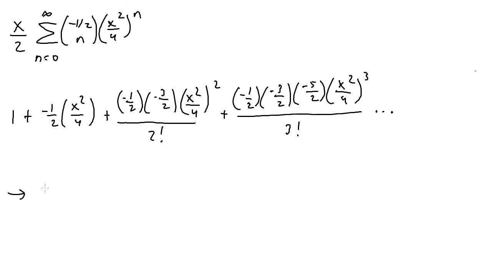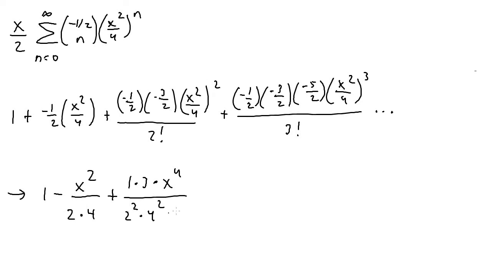So if I were to simplify here, we get 1 plus, well actually there's a minus here, so minus x squared. Now instead of multiplying 2 and 4, I'm just going to leave it as 2 to the 1st times 4 to the 1st. And so for the next term, the negatives will cancel. So then we'll get 1 times 3, positive 1 times 3, times, now x squared squared is x to the 4th. And then on the bottom, we have 2 times 2, I'll rewrite it as 2 squared, times 4, which is also squared, so 4 squared, times 2 factorial.